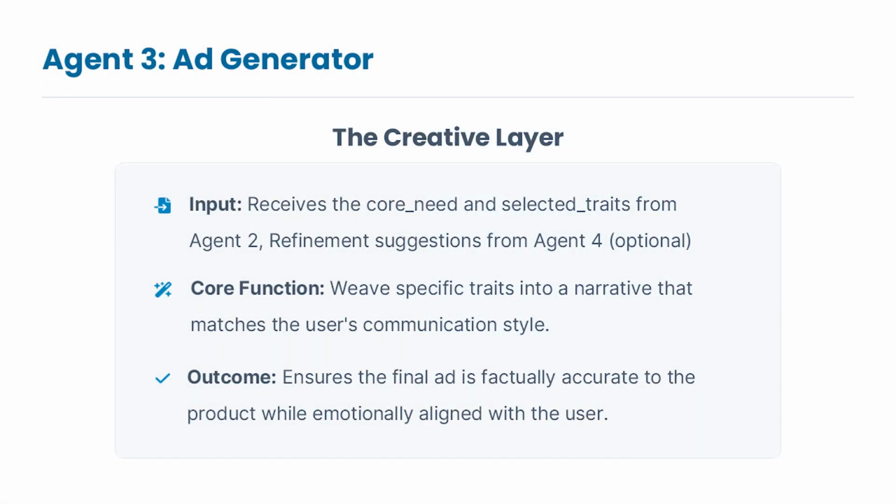Let's zoom into the ad generator. This is the creative layer. Instead of simply rewriting the product manual, it only receives the selected traits from agent 2. Its core function is to weave the specific traits into a concise narrative that matches the persona's communication style.